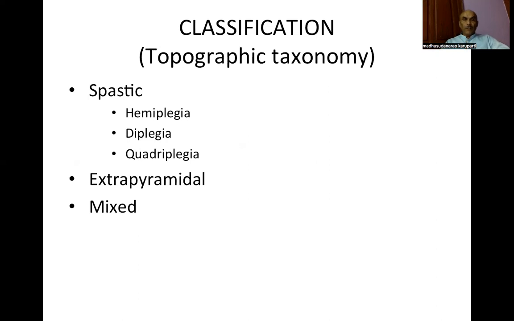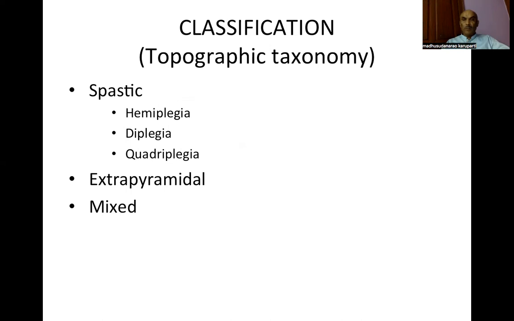Classification. It is classified topographically as spastic, extrapyramidal, and mixed. Spastic cerebral palsy is again subdivided into hemiplegic, diplegic, and quadriplegic. In spastic hemiplegia, there is involvement of one half of the body with hypertonicity and hyperreflexia and positive Babinski sign associated with loss of power. In diplegia, lower extremities are more affected than the upper torso with spasticity and hyperreflexia.